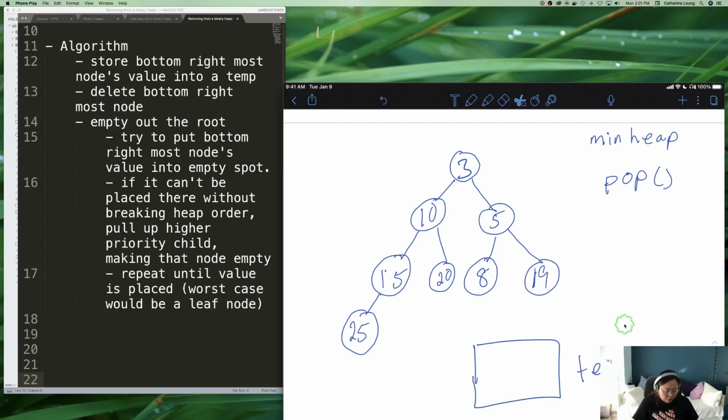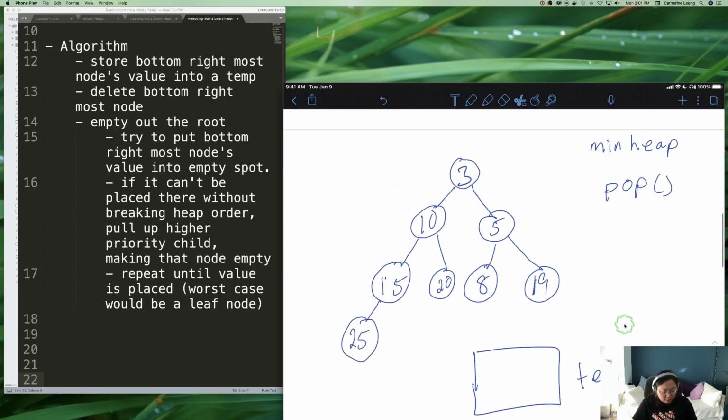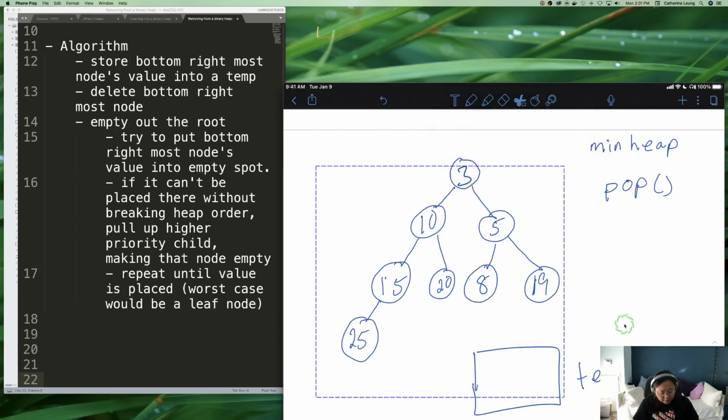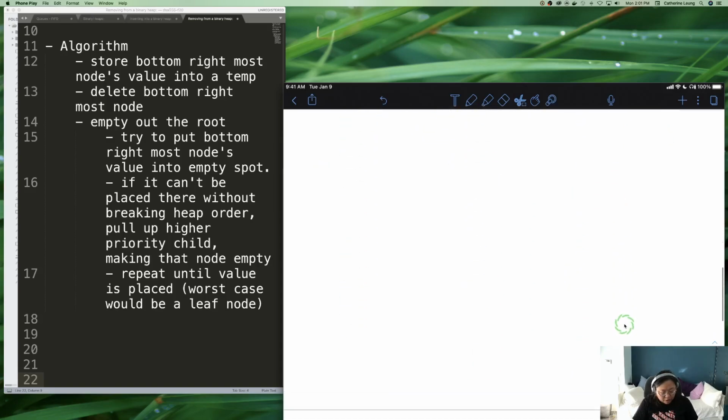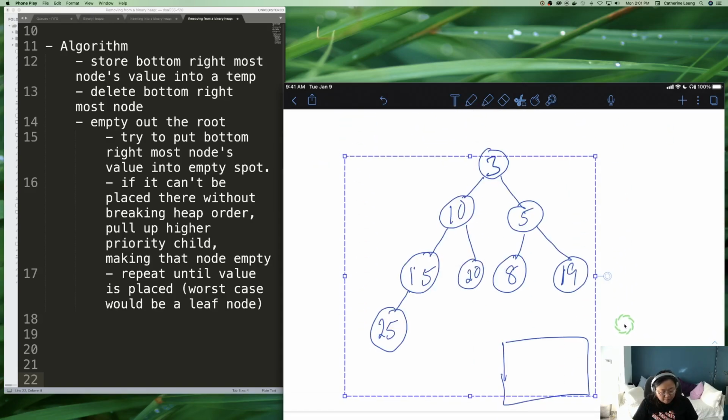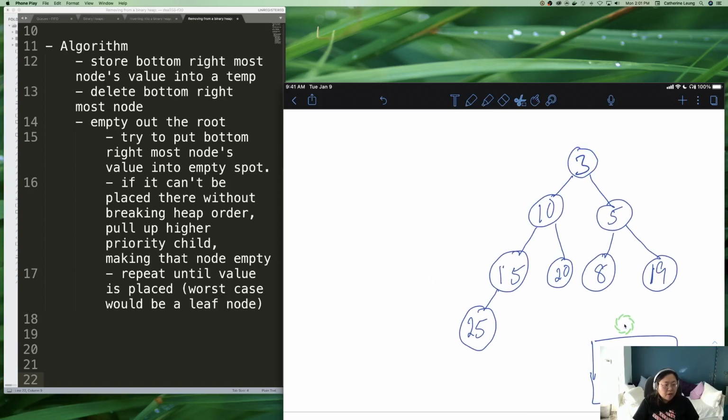So now what I want you to do is take this tree here and try to pop 3 times off of this tree. What do you get? If you perform pop 3 times, what is the final tree that you get? Use the same algorithm, okay? So draw a picture and just draw what your results are after each pop.